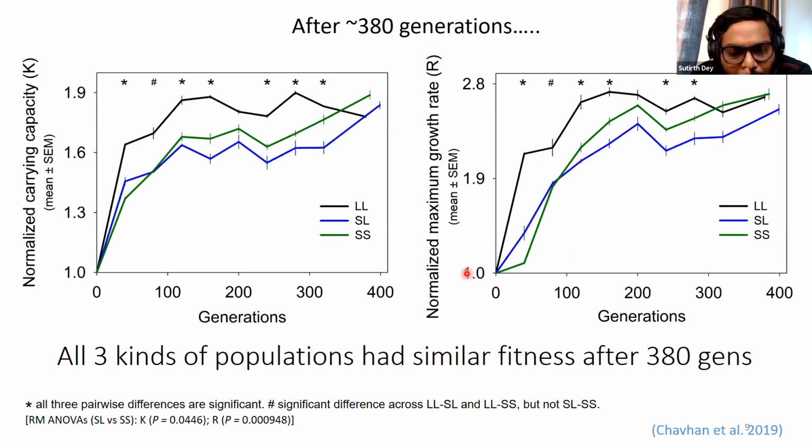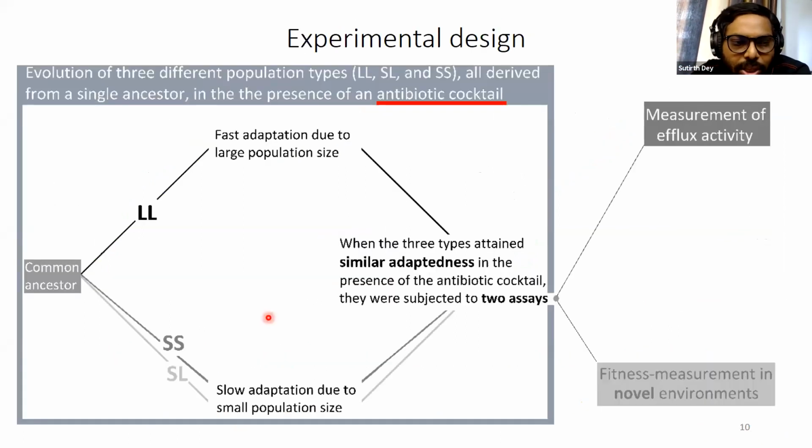And secondly, but more importantly, after 380 generations, the fitnesses of these things, that is at this point and this point, were not statistically different. They were statistically indistinguishable from each other at this point. So now they have evolved. Again, just to give you a schematic of the whole thing: we have 2 populations, or 2 sizes, large size and small size. These have evolved faster, these have evolved slower. After 380 generations, they have reached the same point. And now we want to see how they will do if we put them in a different environment.